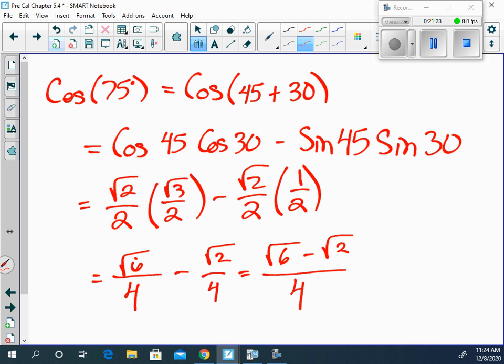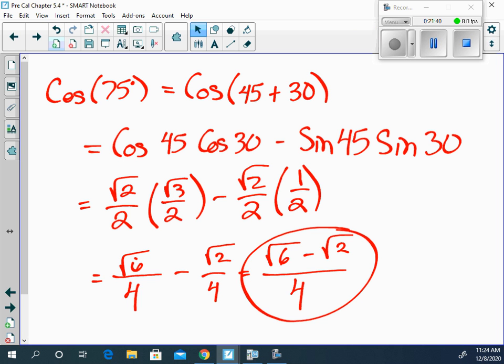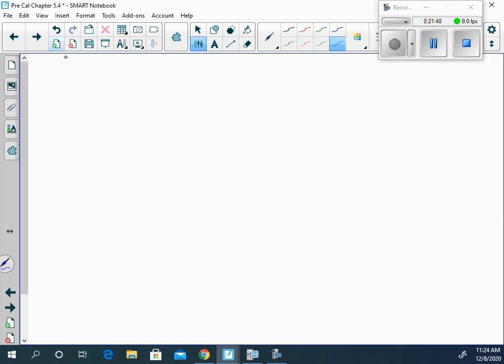Questions on this here? I mean, that's it. There's ways that we could possibly combine those radicals, but it's not going to make it any simpler. But that's it. Questions on this here? I mean, also, if you did cosine of 75 degrees, it would actually give you the answer also.